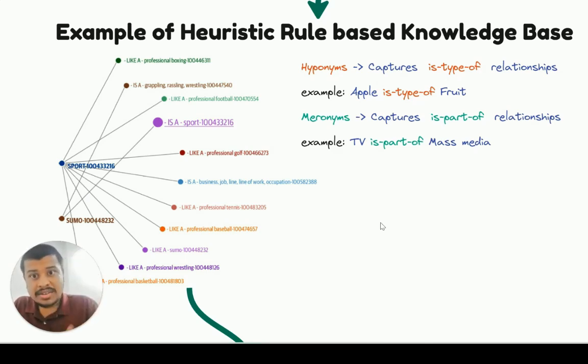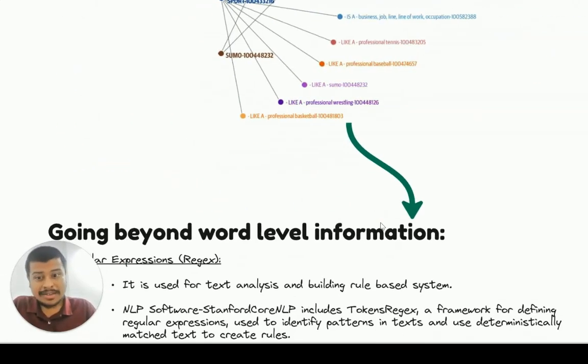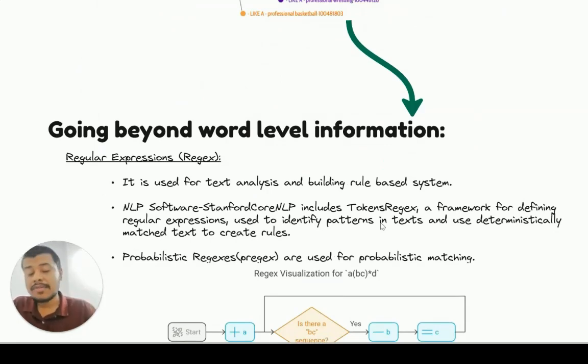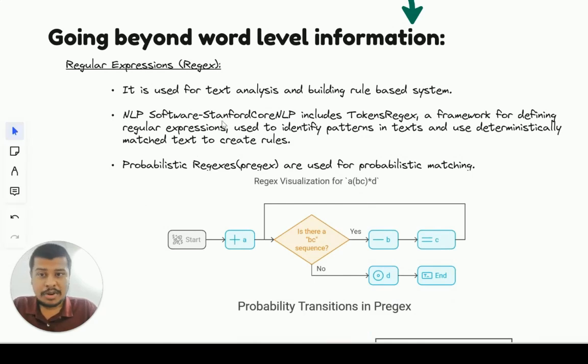Can't we go deeper than the words? That is the question they were actually trying to address, and they got the answer as well. They went even beyond the word-level information, and that is how they got regular expressions, called regex. Regex is mainly used for text analysis, such as analyzing the number of times characters are repeated, or a pattern in the characters. Words have some pattern, and the characters inside a word also have some pattern. They try to analyze those patterns using regex.